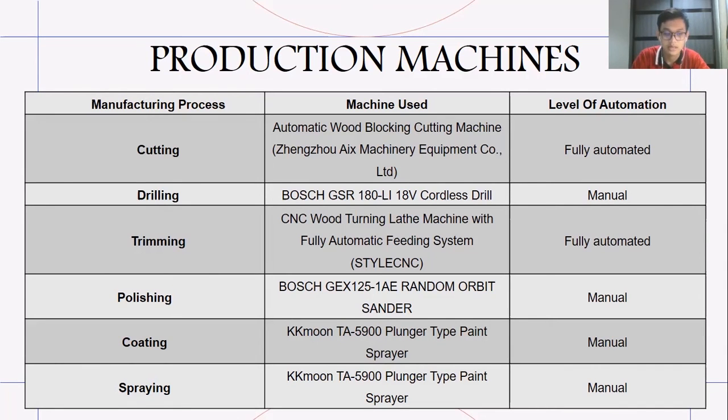The fifth machine involves the manufacturing process of coating and spraying. The KK Moon TA 5900 plunger type paint sprayer is used after polishing. The gasings are sent in batches to the coating workstation. It is done manually as one batch of loading session does not involve many products. Once the batch is dry, it is moved to the spraying workstation, where the machine is used to spray paint on the gasing. The gasing is then sent for inspection.